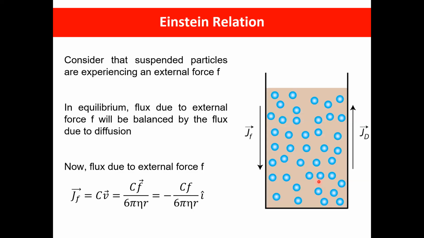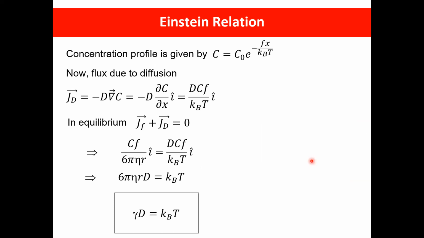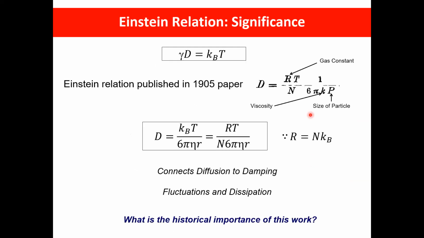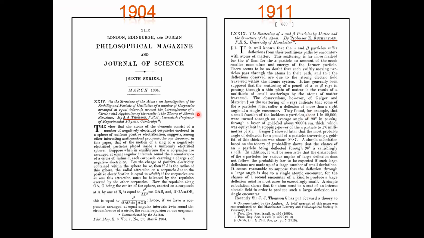Okay, so let me share my slides. If you go back and check, you'll find that the Thomson model came in 1904, the Rutherford model of atom came in 1911. So by year 1905, there was still a lot of discussion whether atoms and molecules exist or not.